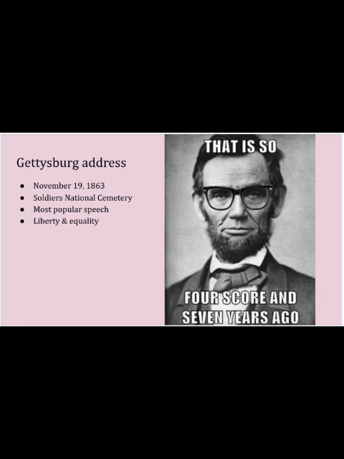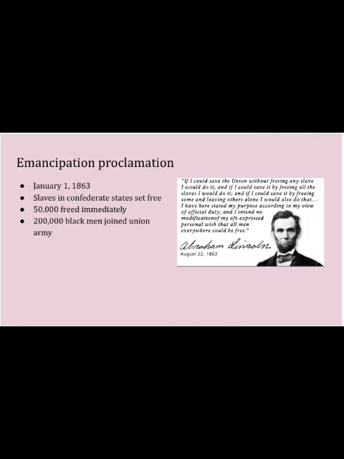The Emancipation Proclamation was proposed to Lincoln's cabinet on July 22, 1862. With it being issued on September 22nd, it went into effect on January 1st, 1863. The proclamation was set to free all Southern slaves. There were 50,000 blacks who were freed immediately, with 200,000 other blacks joining the war efforts with the Union Army.